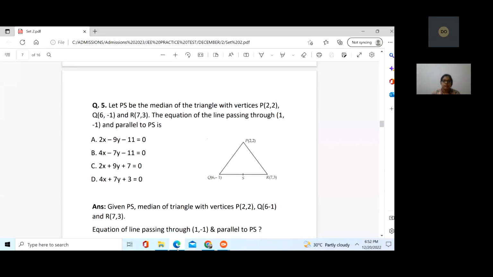So start solving this question. Once you think about how we are going to solve this question, we'll just start the discussion. Let PS be the median of the triangle. All the three vertices are given, and you need to find the equation of the line passing through (1, -1) and parallel to PS.